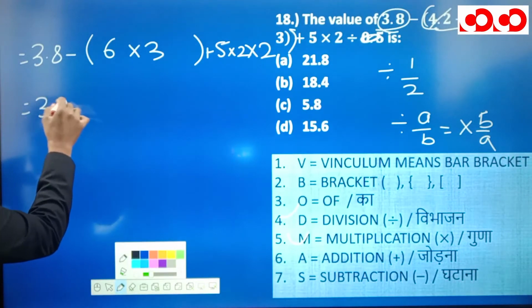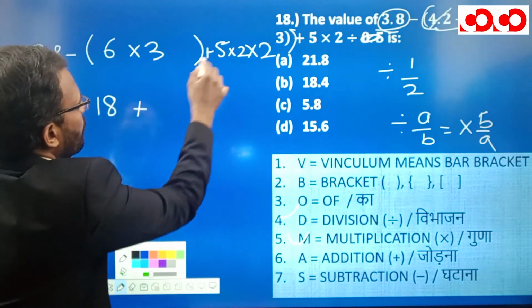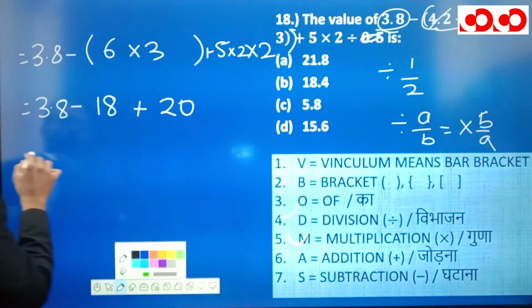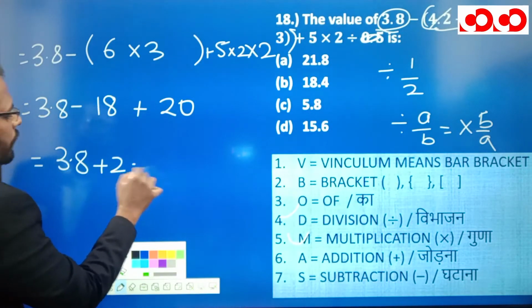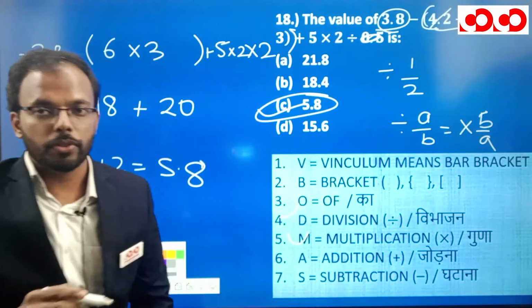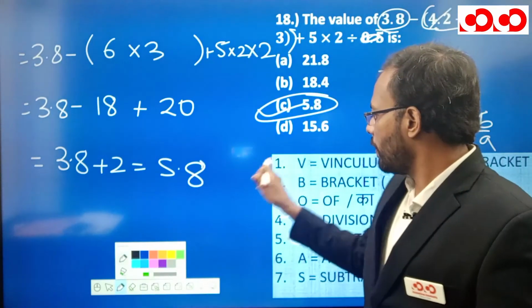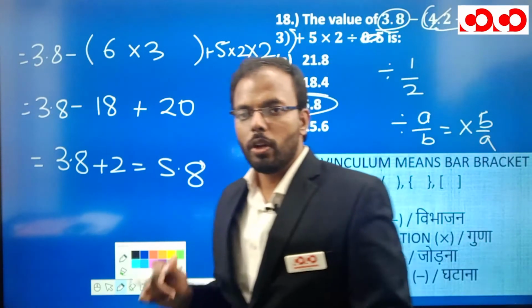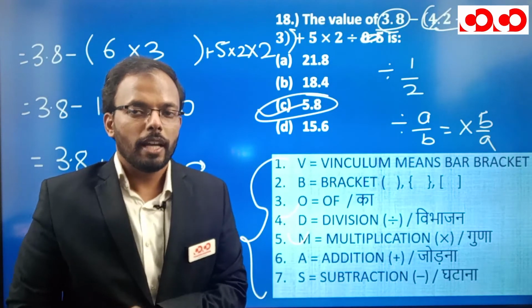3.8 minus of this number is 18 plus this number is 20. So what we are getting is 3.8 minus 18 plus 20, which is equal to 5.8. 5.8 is the correct answer for this question. I hope it is clear to you. It's an easy question, but you have to remember this VBODMAS rule. Again, this is very, very important to solve simplification problems. Let's move on to the next question.